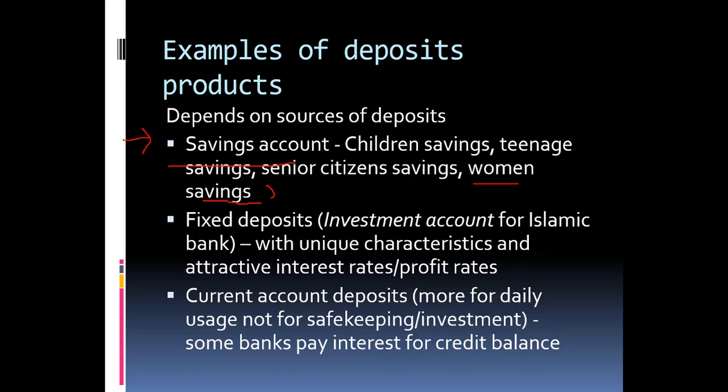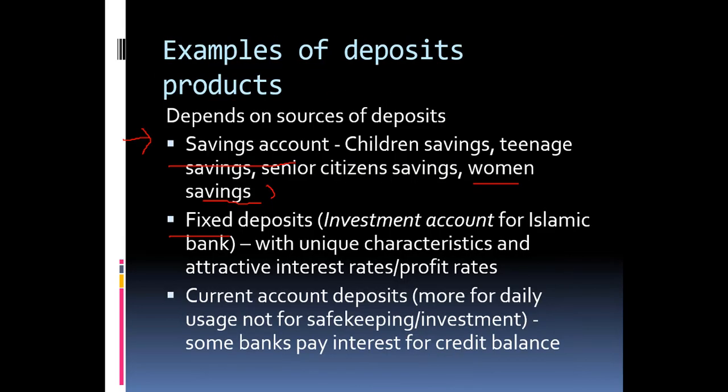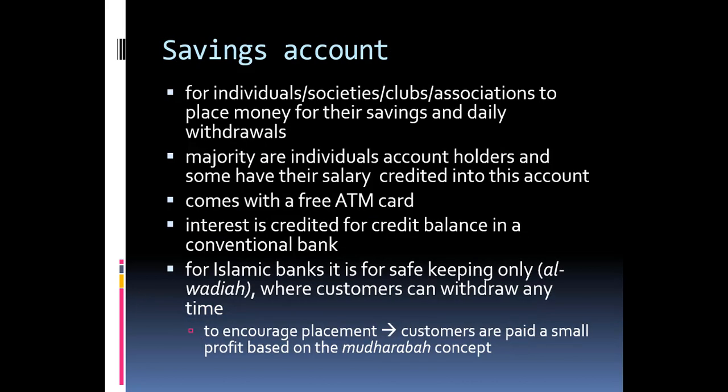And the next, we have the fixed deposit under the other deposit, which refers to the investment accounts for Islamic banks, with unique characteristics and attractive interest rate or profit rate. The next, we have the current account deposit, which is more for daily usage, not for safekeeping or investment, and some banks pay interest for credit balance. So this is some of the explanation of the saving accounts.